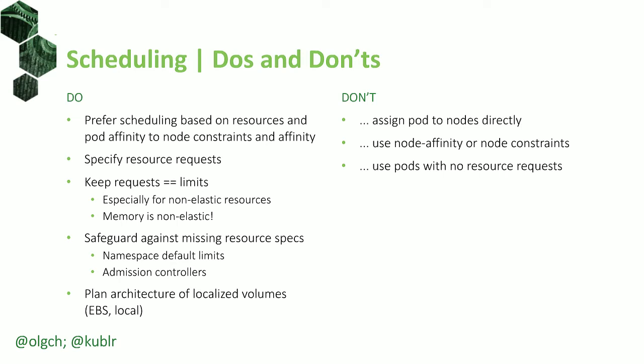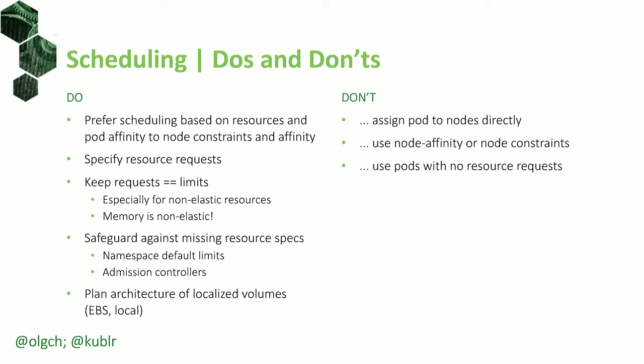So very quickly, to look at what we talked about and certain do's and don'ts that we learned over the last years. One of the main rules about scheduling is, first of all, make sure that you rely on the simplest scheduling constraints possible for your application. So if you can just live with specifying resources, use those and leave everything else to Kubernetes.